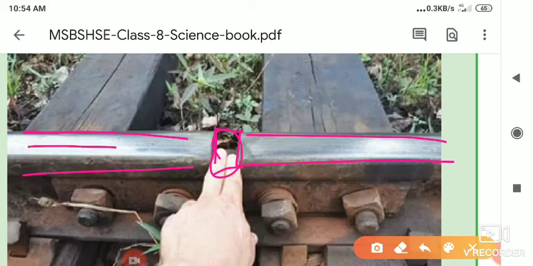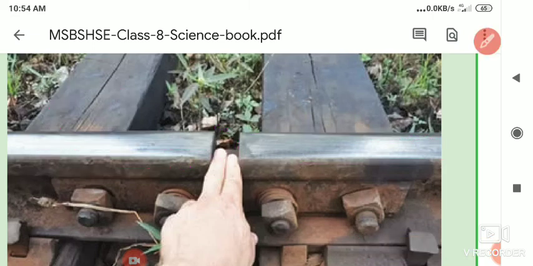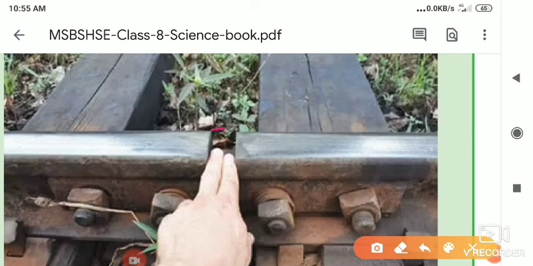When the train passes over the railway rails, due to friction between the railway rail and the wheels of the train, heat is produced. Due to this, its temperature increases, and as temperature increases, its length increases. This is the place for the increasing length. When the length increases, the space is given here.